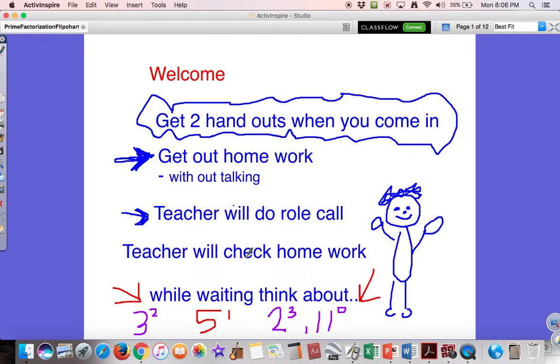All right, so the teacher has checked your homework. If you didn't finish it, get it done. Okay, while you were doing these, 3 to the second is 3 times 3, and that is 9. 5 to the first is 5 once, so that is 5. 2 to the third power is 2 times 2 times 2. 2 times 2 is 4, and 4 times 2 is 8. And 11 to the 0 power is 1.